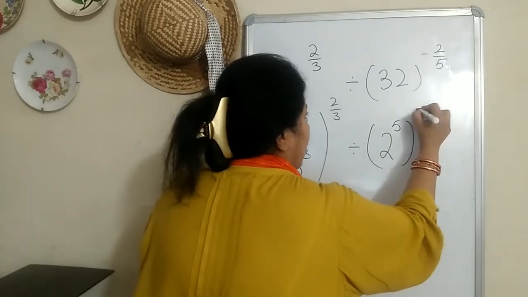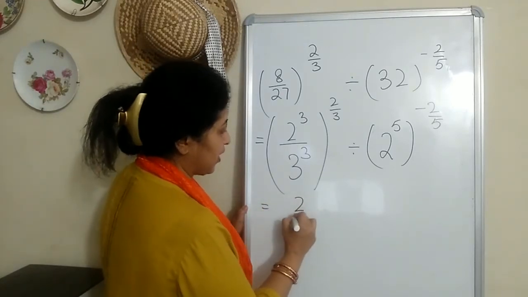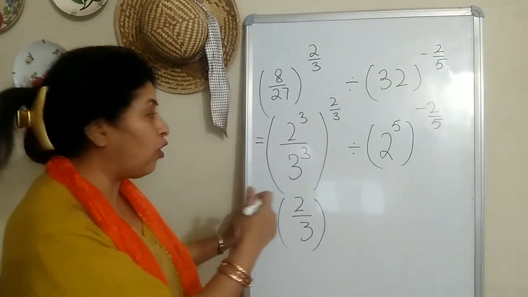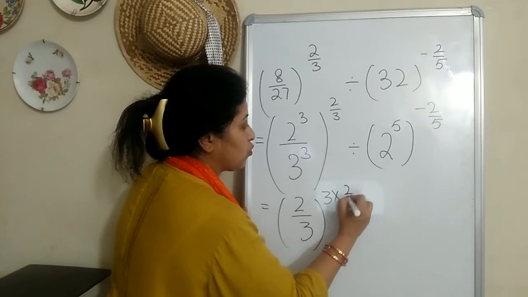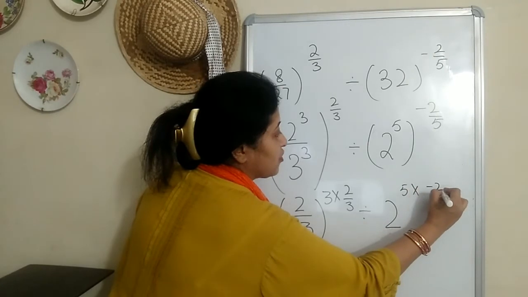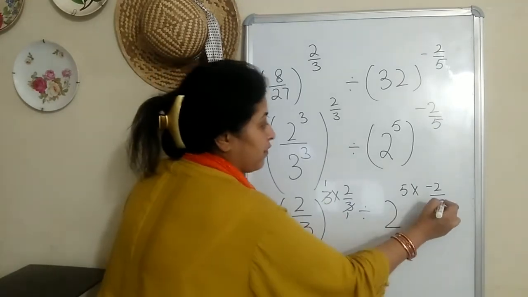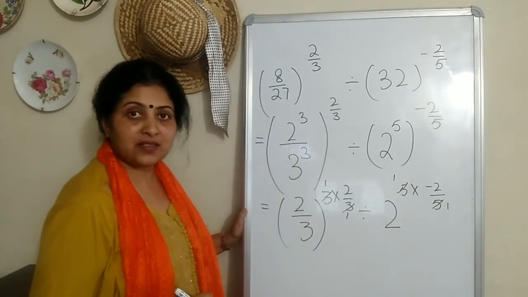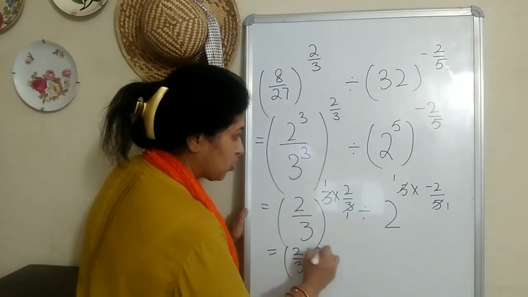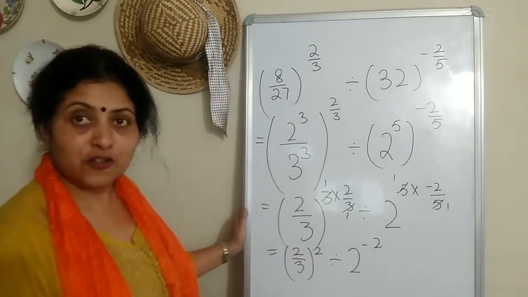I put this in bracket. I write minus 2 by 5 here. And then after that I open the bracket. This becomes 2 by 3. And because this is common, remember I just showed you that law. So I put 3 over here, into 2 by 3 divided by 2 raised to the power 5 into minus 2 by 5. So 3 by 3 cancelled, 5 by 5 cancelled. So this becomes 2 by 3 whole square divided by 2 raised to the power of minus 2.